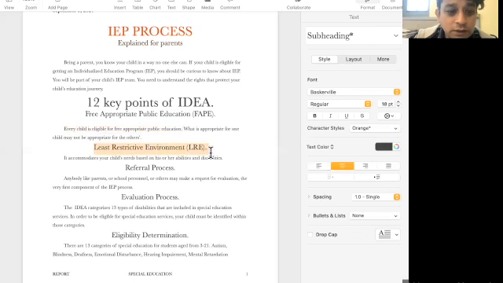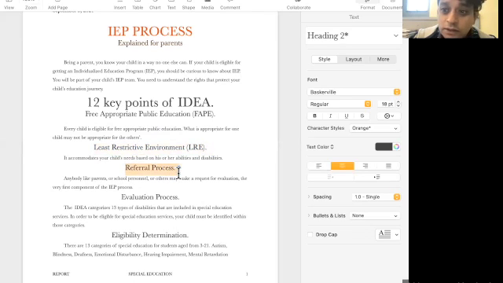Second component, least restrictive environment. It accommodates your child's needs based on his or her ability and disabilities. The environment confirms that the child's needs are addressed in that environment. Classroom environment is the least restrictive environment.